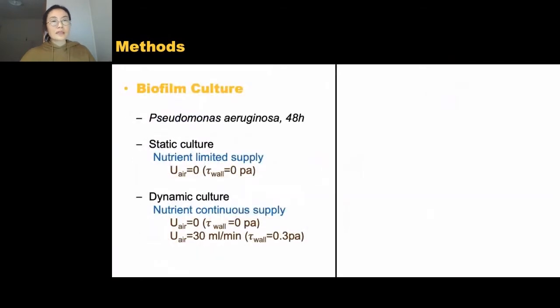In our study, the biofilm has been cultured under both static and dynamic conditions for 48 hours. In the static condition, the bottom channel is filled with static liquid media, with air in the top channel remaining stagnant. For dynamic culture, the liquid media was continuously supplied into the bottom channel, and the biofilms grew in the top channel with and without the impact of airflow.